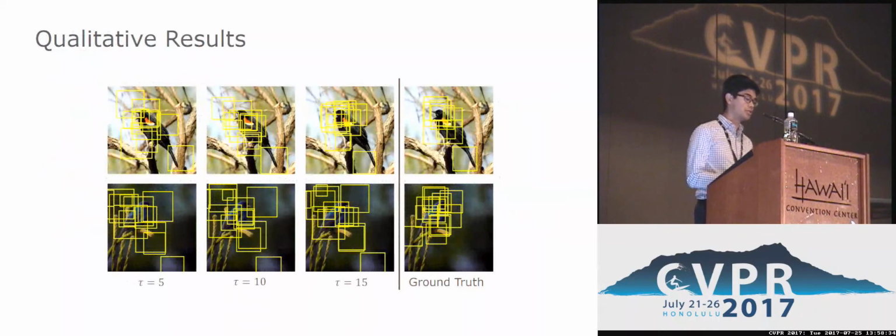Here we show some qualitative results. The top row is a success case, and the bottom row is more of a failure case, where you can see that as time passes by, the bounding boxes eventually converge more or less to the ground truth parts.